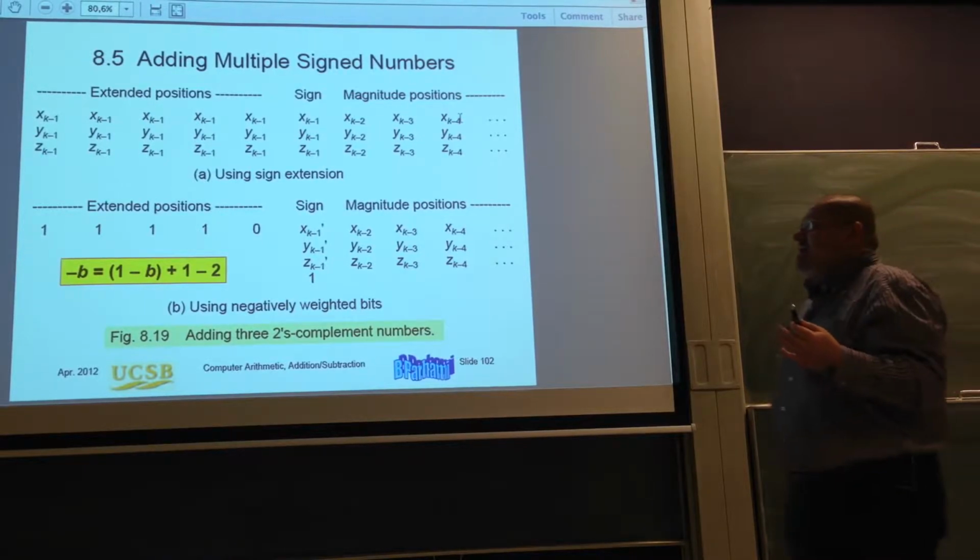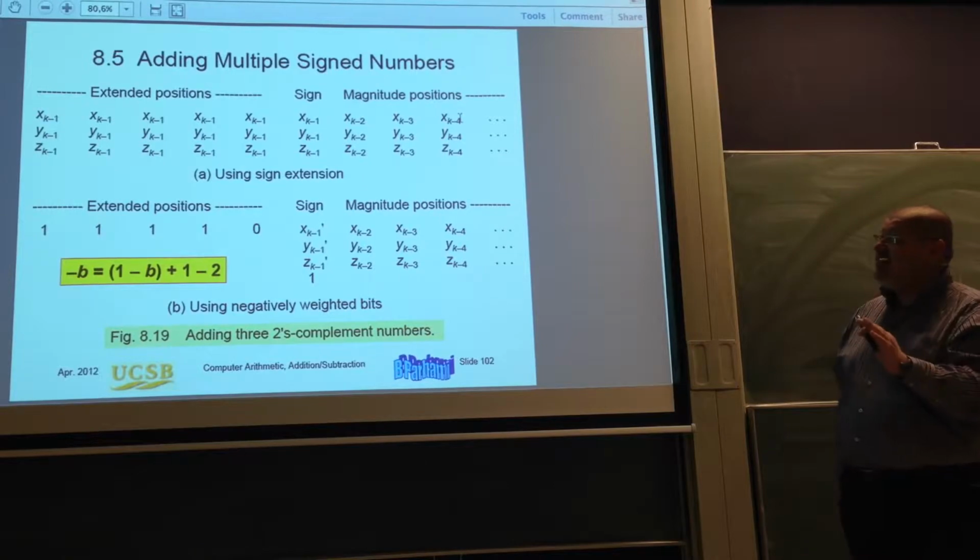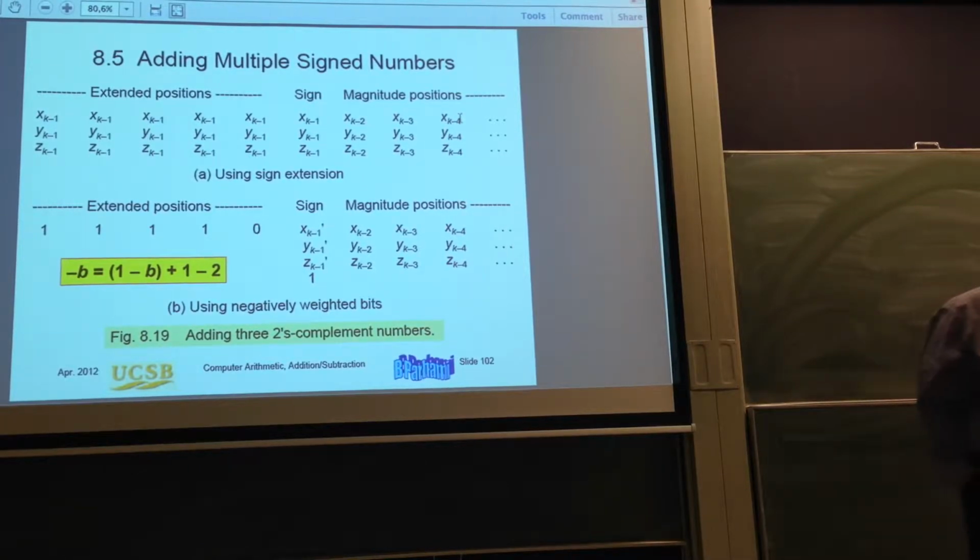Now, I can do 2 things. There are 2 approaches. One is to do sign extension. We discussed that, and I said, if I repeat the sign bit 1,000,000 of times, the value will remain the same. Then I can repeat the sign in order to make the matrix rectangular.